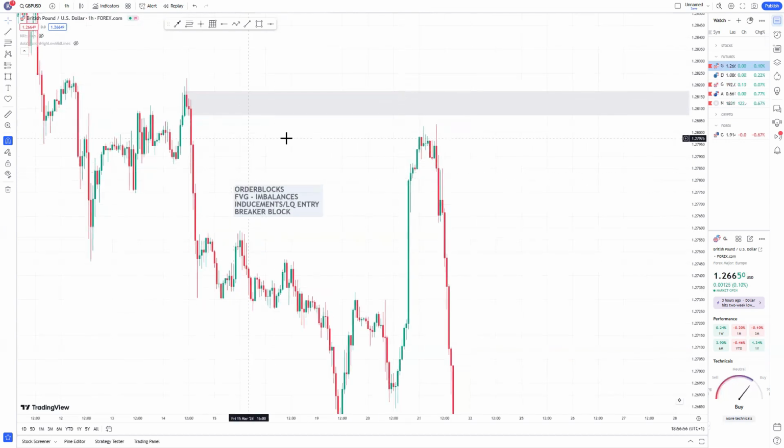On a particular setup, you can see that price will print out all these entry models for you. Now, how do you know which one price will respect? There are hierarchies for this. In this video, I'm not going to be talking about the hierarchy. I'm going to be talking about the hierarchies in the next video.